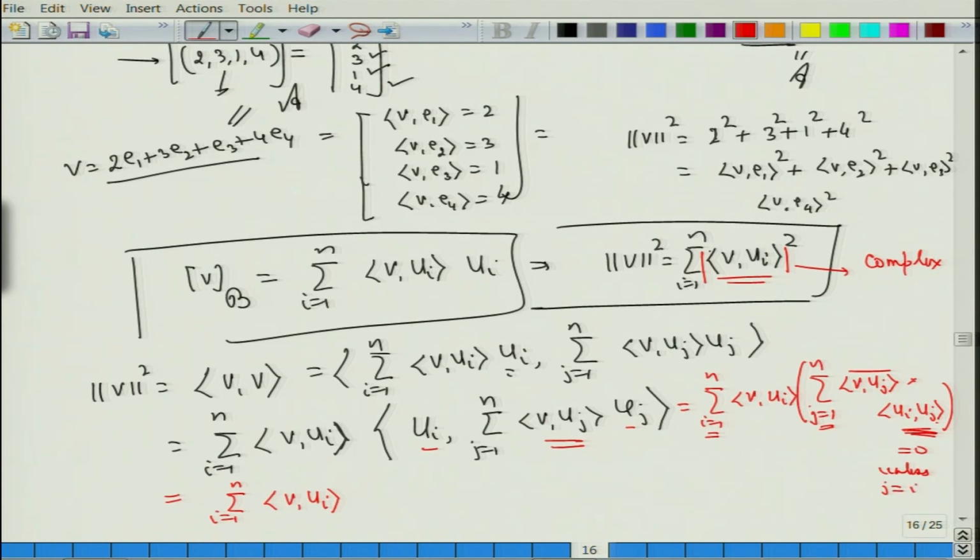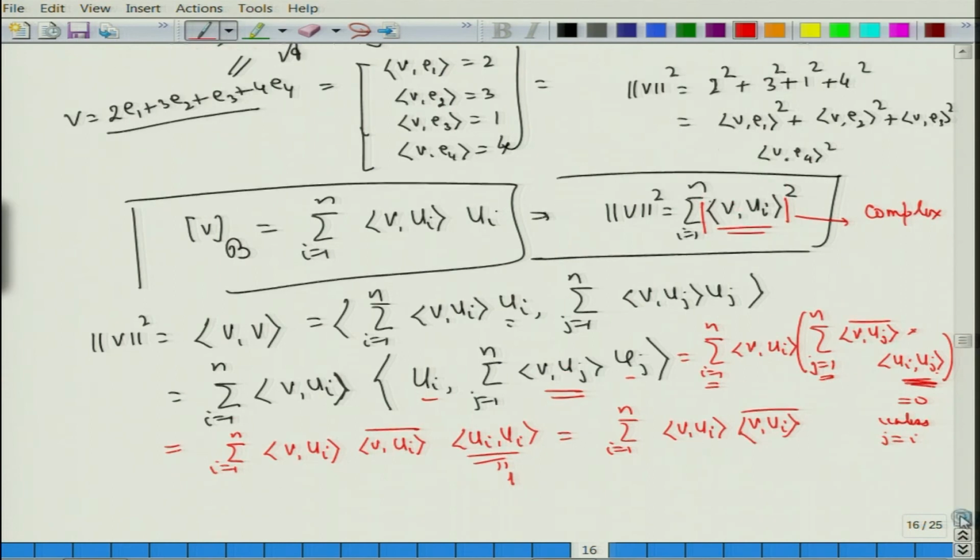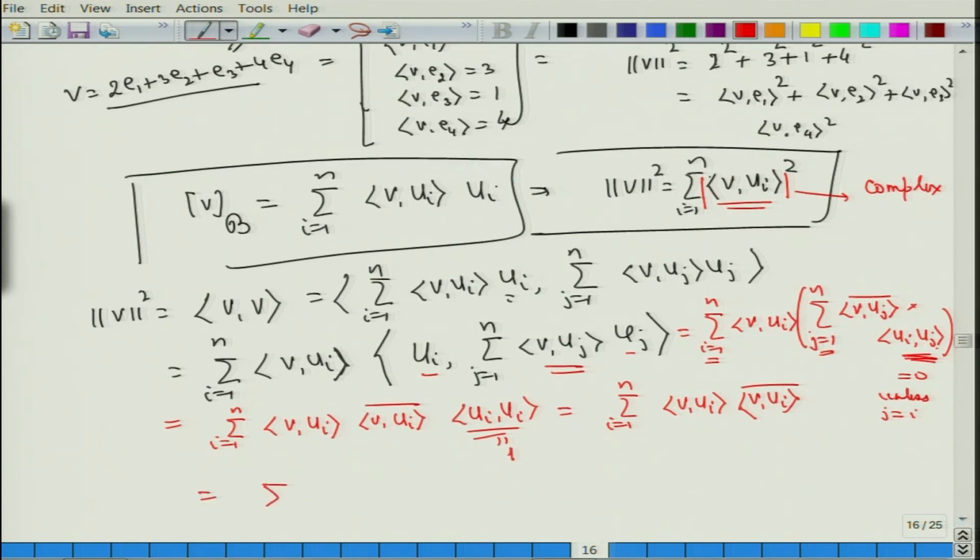So I will be left only with v comma ui bar, and with ui, but this is also 1 because the length is 1. I have taken it as an orthonormal vector. So I am left with I equal to 1 to n, v comma ui and v comma ui bar, the complex conjugate, and therefore this is the same as the summation I equal to 1 to n of v comma ui, whole square, because z bar is nothing but mod z square for any complex number z.